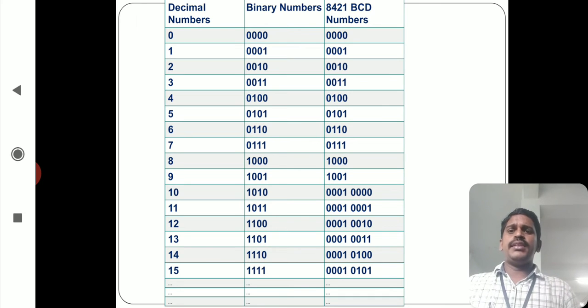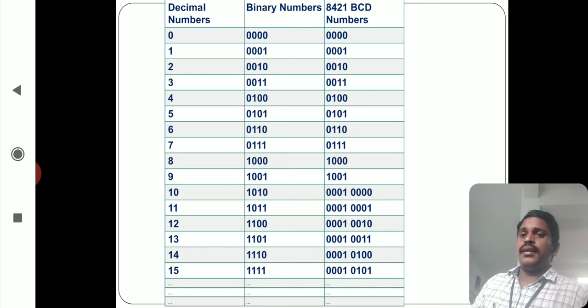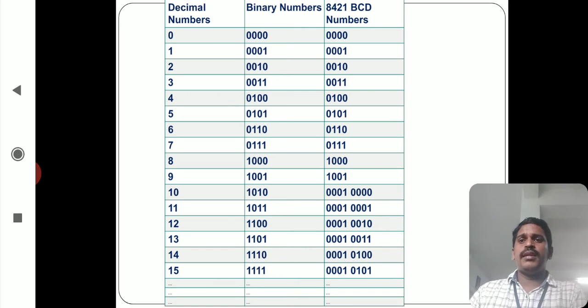But BCD code is different from binary numbers, because we have to represent the decimal value 10 in BCD format, where each digit is separated into a 4-variable format. Hence 0 is separated into 4 variables. We have to represent BCD numbers like this for the values 10 to 15. This requires 8 binary digits to represent the BCD coded form. This is the table for BCD code binary numbers.